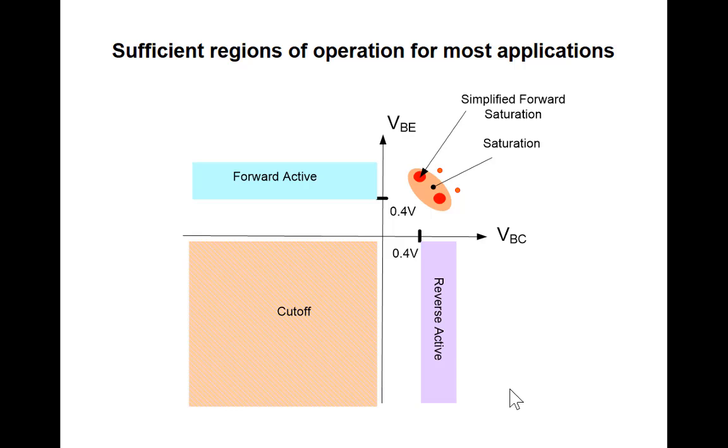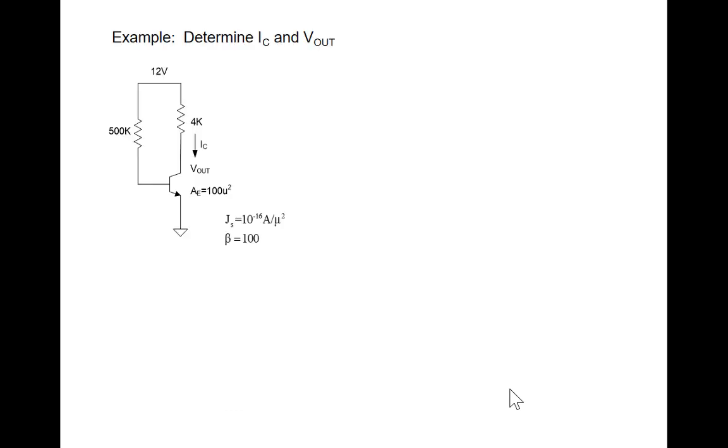So here's the regions that we're concerned about right here. Let's look at an example. Let's determine IC and V out for the circuit. How do we proceed?